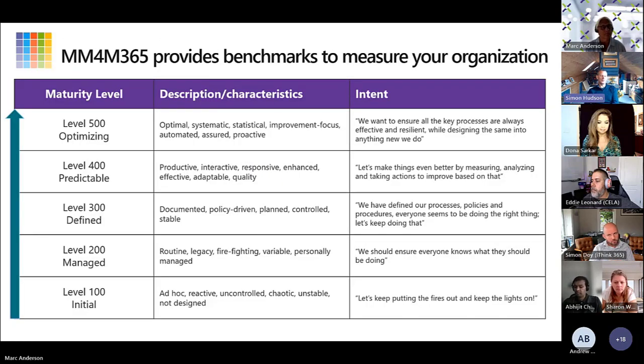Yeah, it's live. So here are those maturity levels. Again, most of you know these already, but for the newbies amongst us, level 100 is we don't really know what we're doing. We're just making it up as we go along. There's no process, there's no oversight, there's no consistency. We're just trying to figure out what's going on.